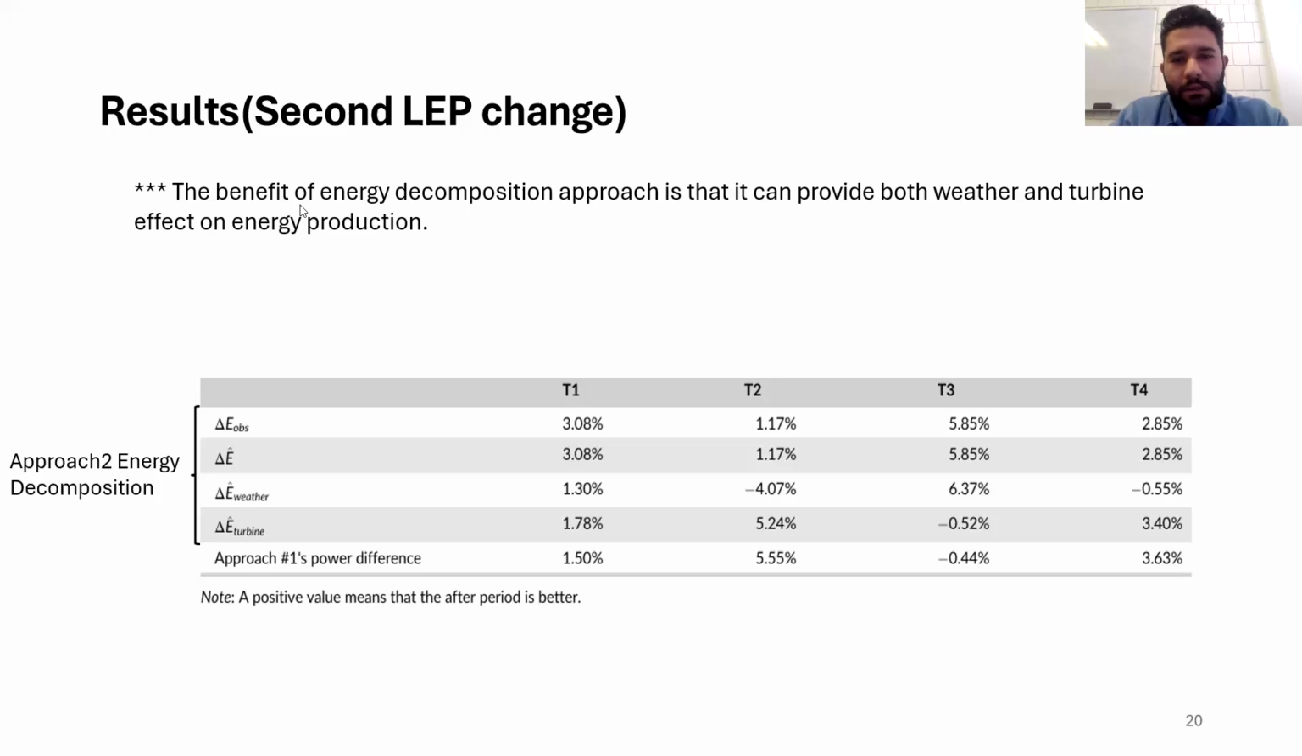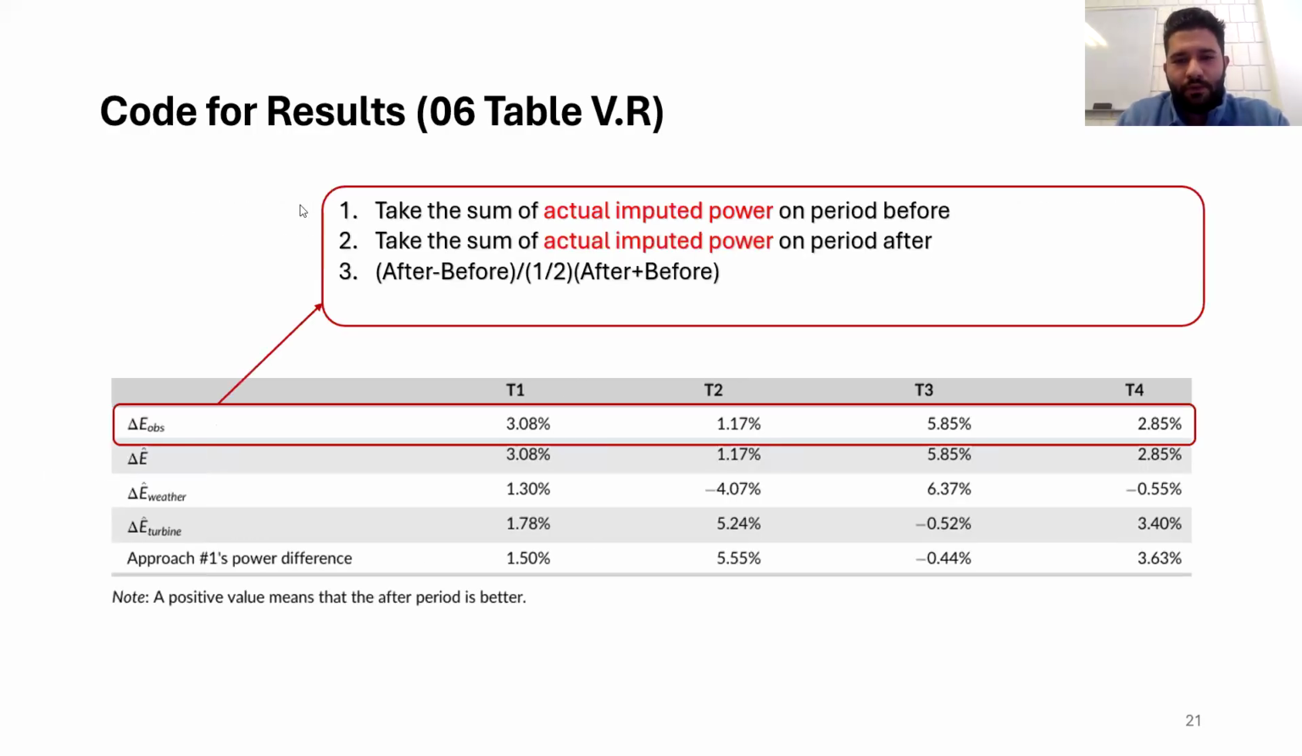Next, we can see the table 5 results. Here, the first 4 rows are for approach 2, energy decomposition, and the last row is for power decomposition, which I did not discuss in detail. For energy decomposition, we can see how each one of the statistics is calculated. Observed delta E is just taking the sum of actual imputed power on the first period and the sum of actual imputed power on the second period, taking the subtraction and dividing by the average. That way we see the total delta energy for each turbine.